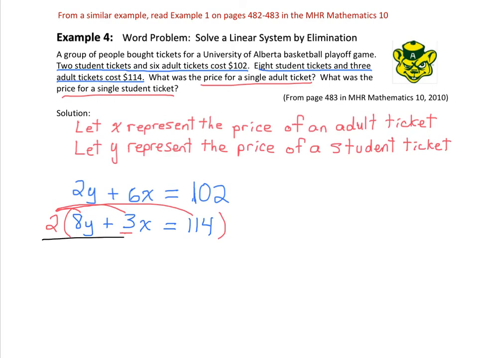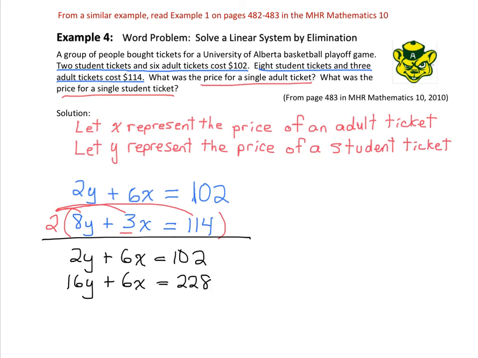So if we just continue with eliminating the x's, okay, the y's is just a different way to do it, I would have 2y plus 6x equals 102. That stays the same because I didn't have to touch it. And then 2 times 8y is 16y. 2 times 3x is plus 6x. And 2 times 114 is 228. Now I can go ahead and put my second equation in brackets.